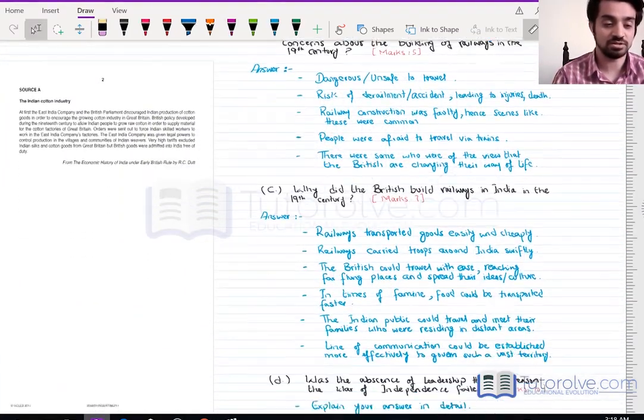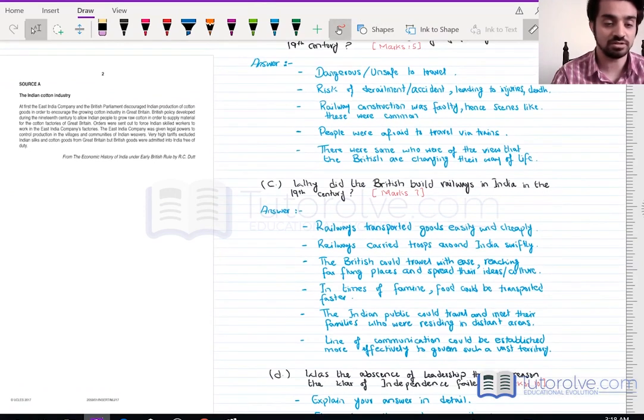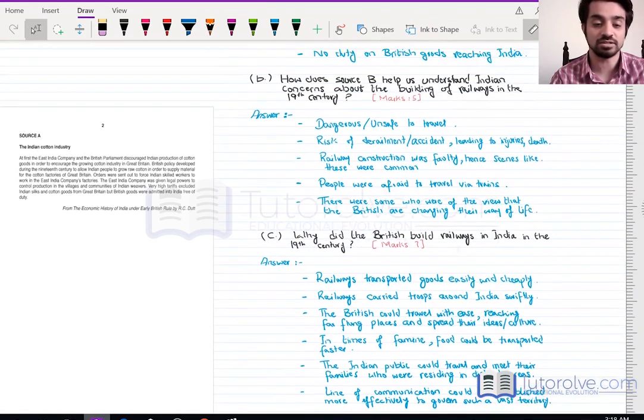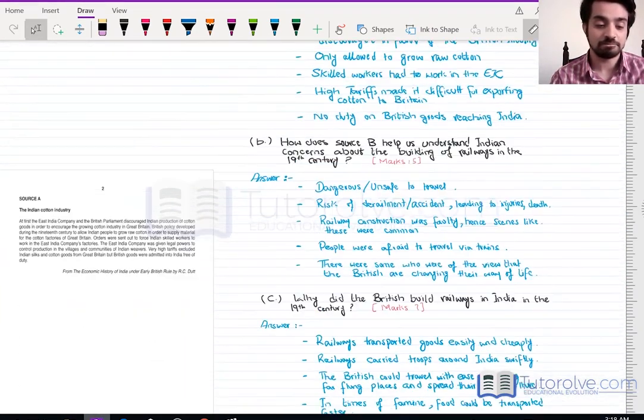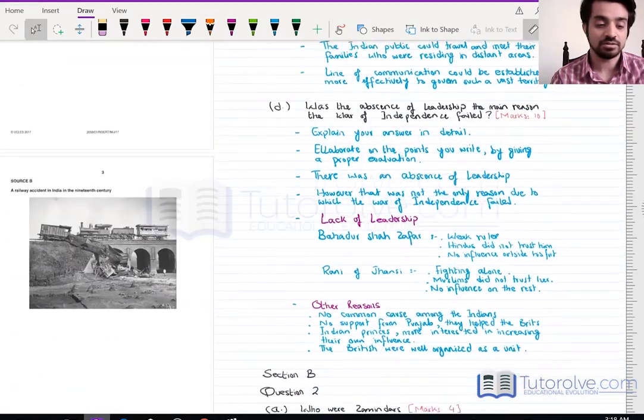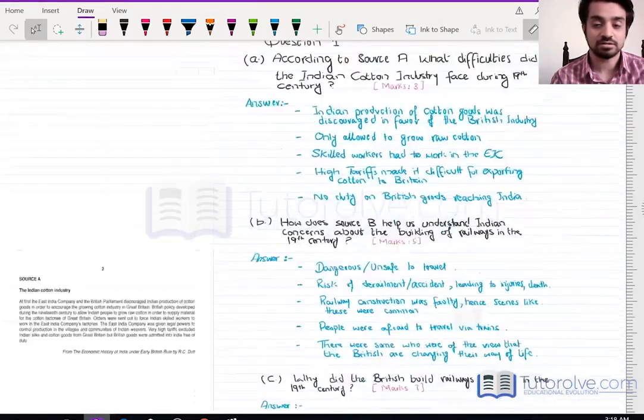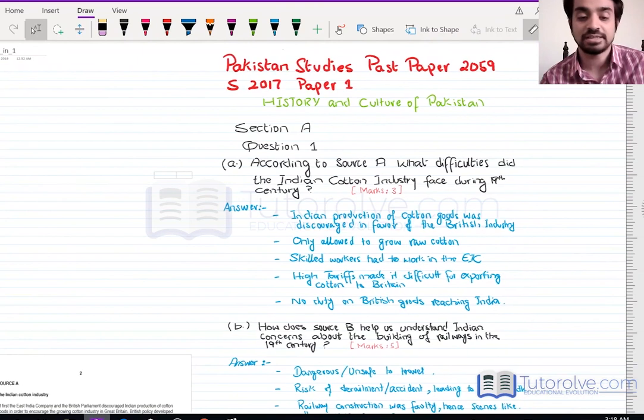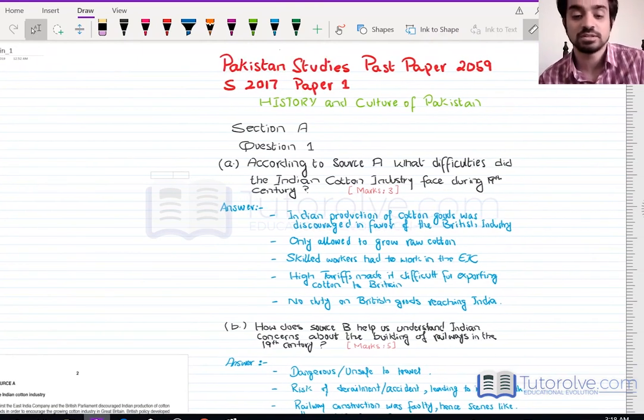the Indian cotton industry. The source is taken from the Economic History of India under early British rule by R.C. Dutt. The first question is asking, according to a source, what difficulties did the Indian cotton industry face during the 19th century?